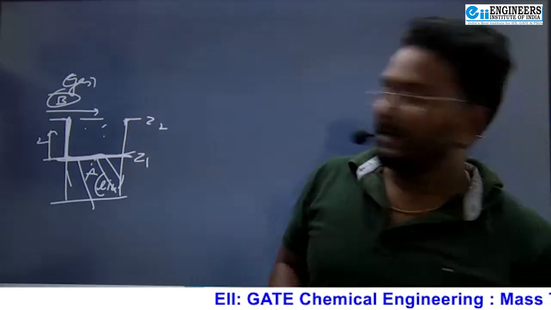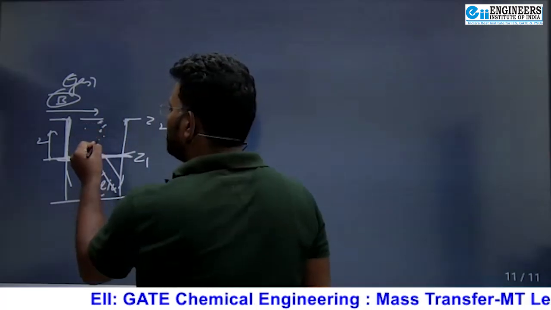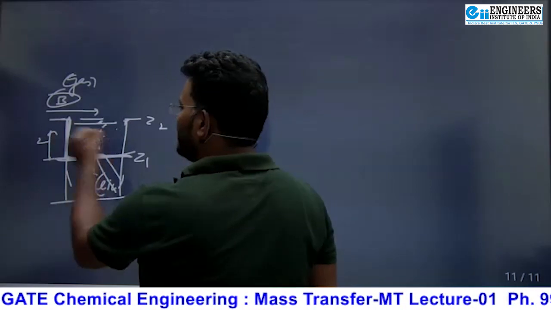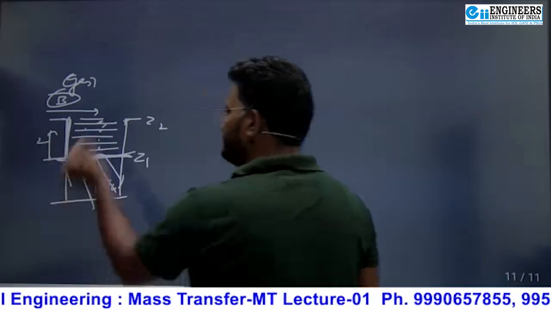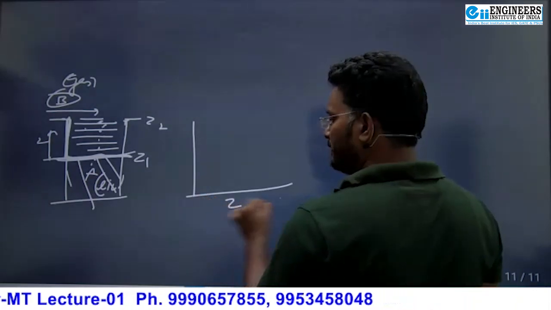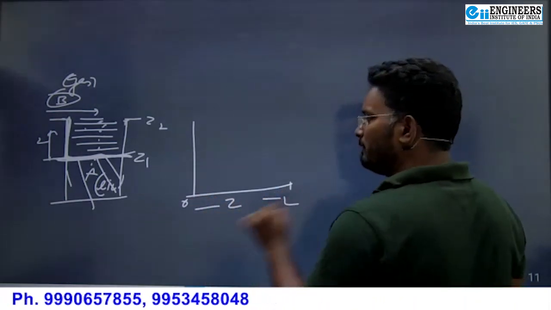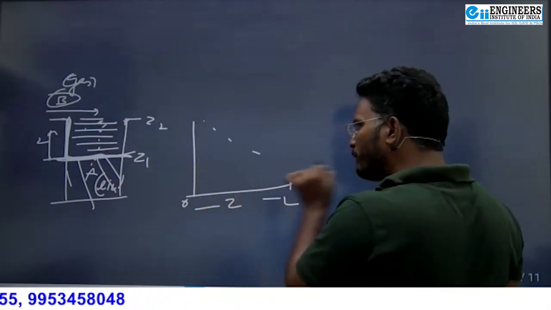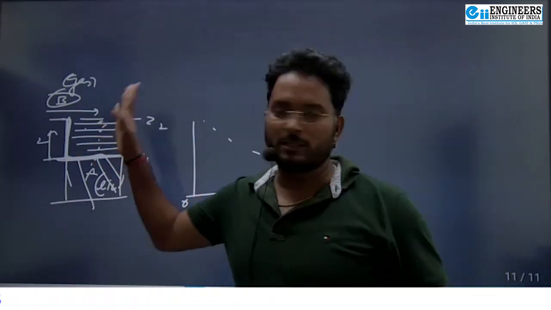नहीं सर. At each and every point, at this point, at this point, at this point. If I'm going to draw the profile, Z here, 0 to L. L is the length of the path. Through each and every point, what happened? The NB must be 0.